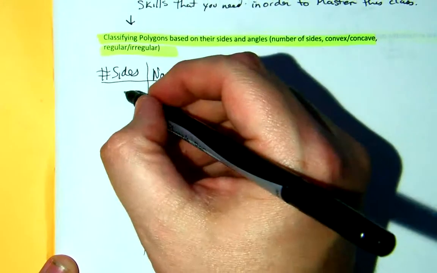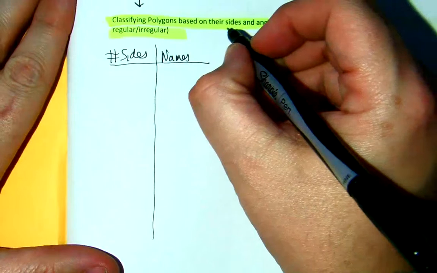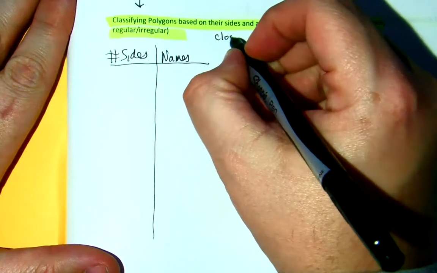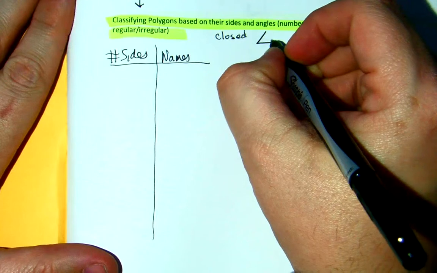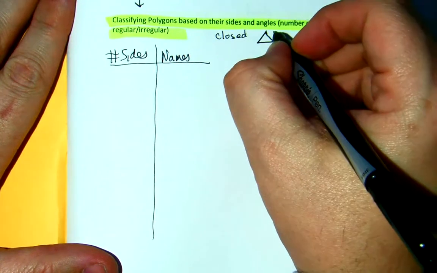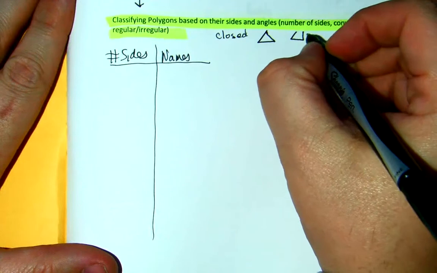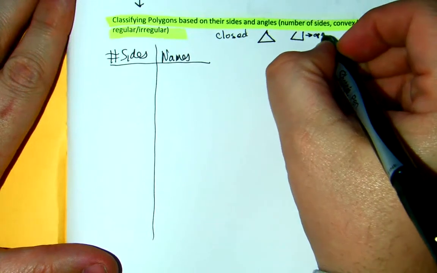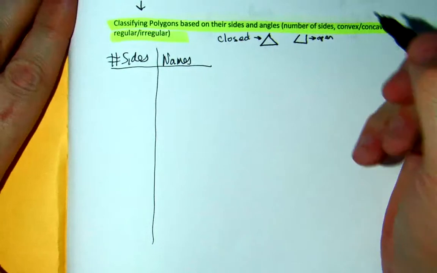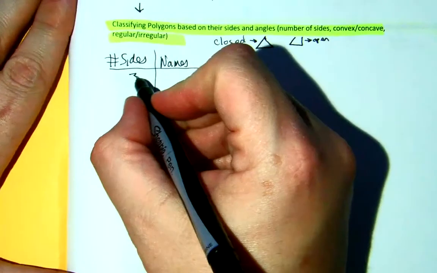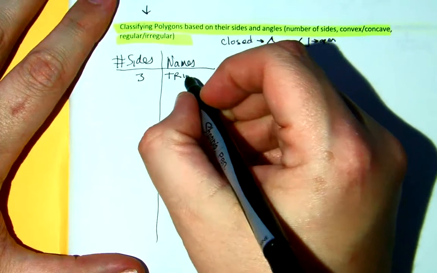So we have names. Now, a polygon must first off be closed. And by closed, I mean this. There's no way to get in or out. An open polygon is like this. So this is open, and this is closed. So every polygon we deal with is going to be closed. So 3 sides, closed. This is your triangle.